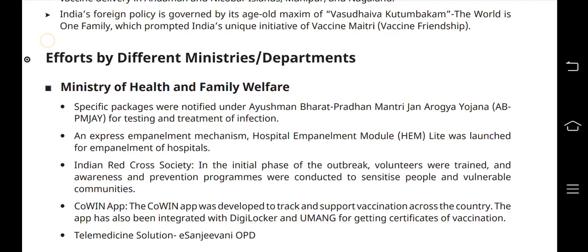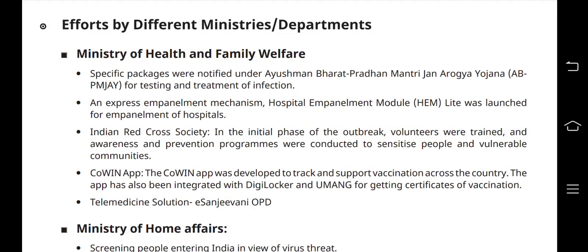First one is the Ministry of Health and Family Welfare. Specific packages were notified under Ayushman Bharat Pradhan Mantri Jan Arogya Yojana (AB PMJAY) for testing and treatment of infection. An express empanelment mechanism, Hospital Empanelment Module (HEM) Lite, was launched for empanelment of hospitals.